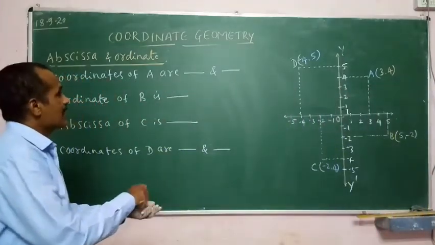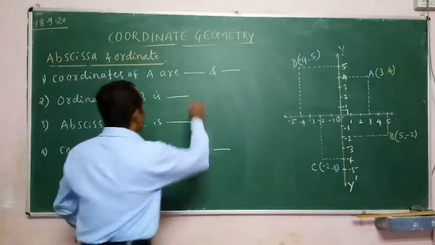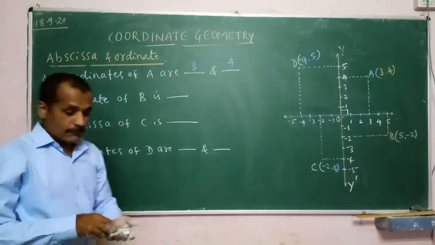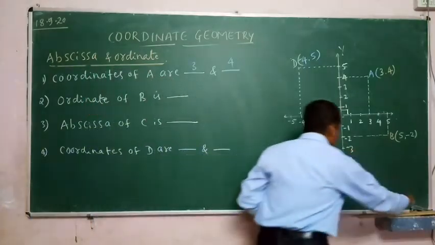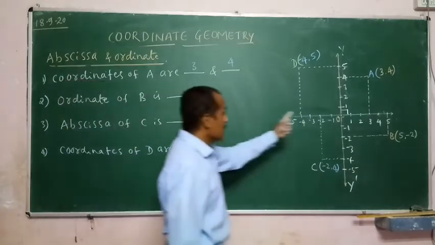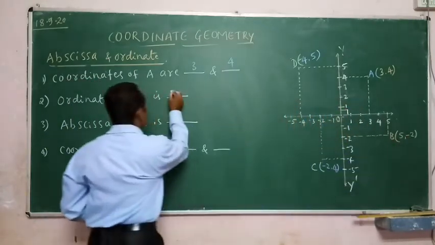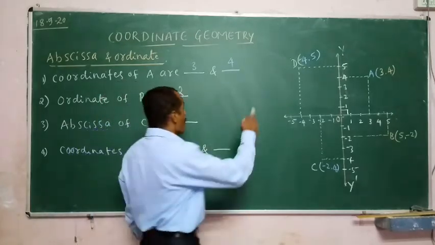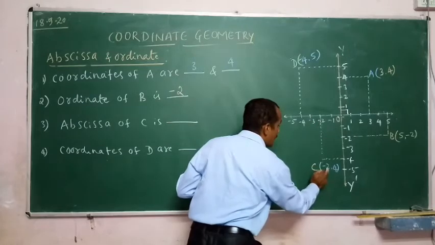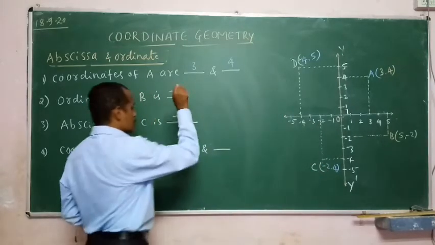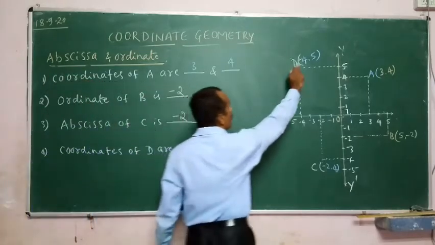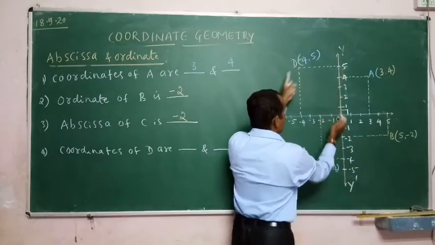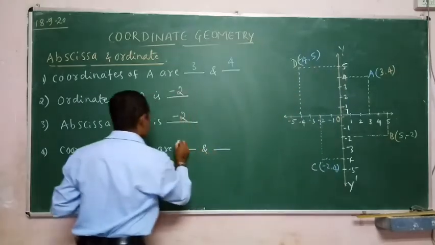Come on, what are the questions? Coordinates of point A are dash and dash. Always first x-axis followed by y-axis. It is 3 and 4. Ordinate of point B. What is ordinate? Ordinate is the y coordinate. B's ordinate is -2. Abscissa of point C. What is abscissa? X coordinate, the first value of point C. This is also -2. The coordinates of point D are always first x-axis value followed by y-axis value. It is -4 and 5.